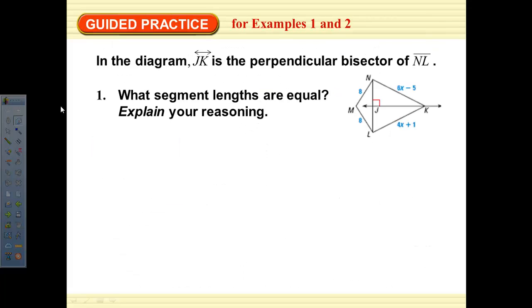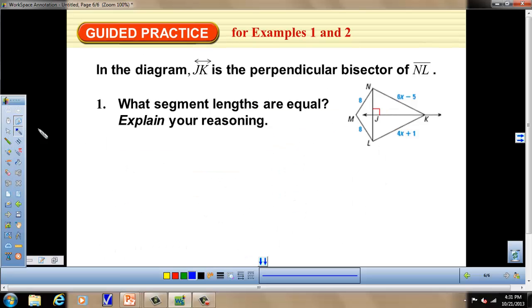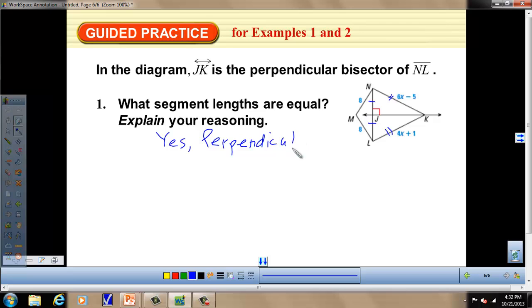Alright, here's another problem. Again, we know that JK is a perpendicular bisector of NL, so we know these two lengths are equal. We also know that these two lengths are equal because of the perpendicular bisector theorem. So it says, are the segment lengths equal? Yes, and it would be because of the perpendicular bisector theorem.